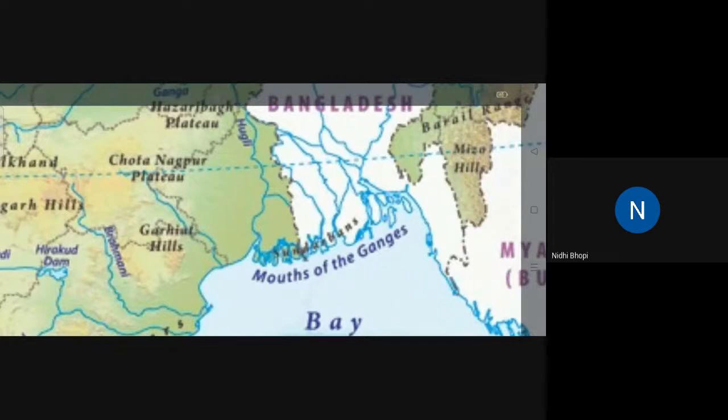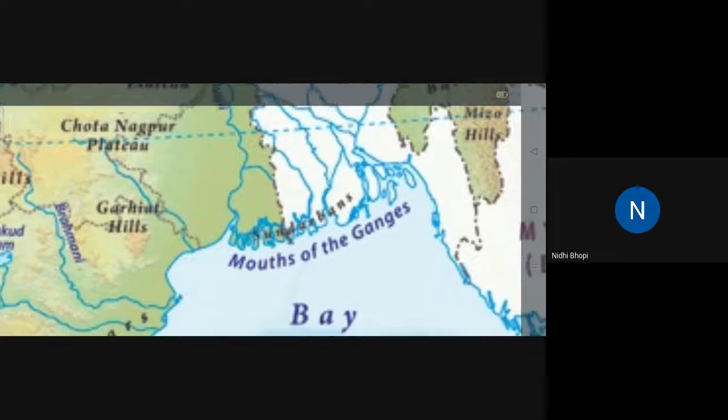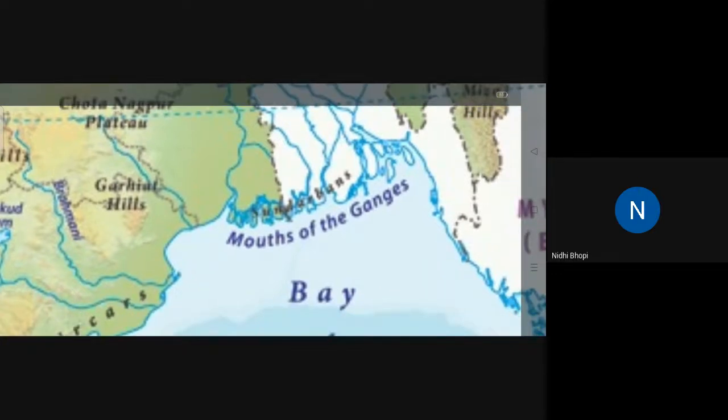Now next lecture I will show you the forest and I will show you what is Sundarban. Sundarban is nothing, it is a forest. Forest on the bank of river. Not only on the bank, but where the river meets the sea. Now you can see, it is forming a shape like a triangle. This is the mouth of Ganges.